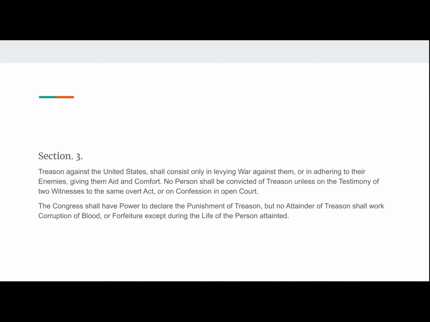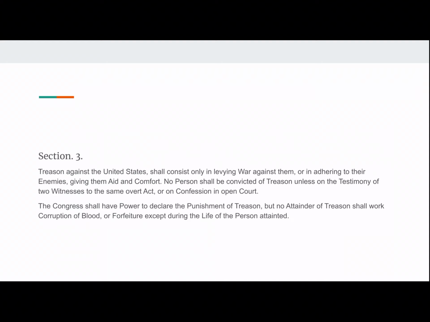All right, so it's basically saying you can't just say, I really don't like the federal government right now, or I really don't like the state government. You have to do an open act of war, or you have to give aid and comfort to an enemy of the United States to be convicted of treason. And you need at least two witnesses of the act, or you yourself have to confess to it in court.